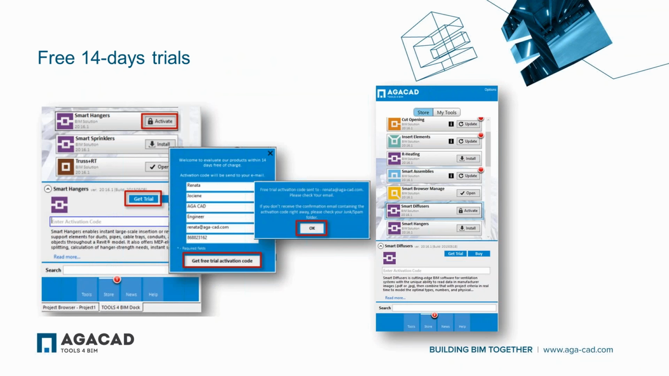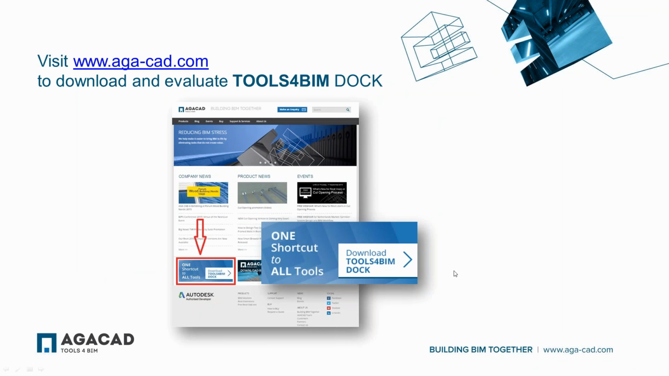And to activate the product, or to get a trial, it's very easy. You just need to go to Activate, press on Get Trial, fill the form and press OK. You will get an activation code which should be added into this dialog.